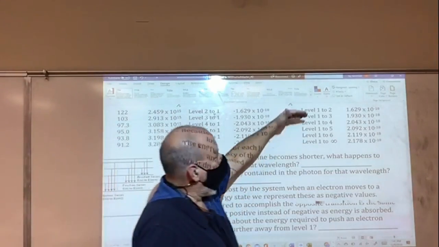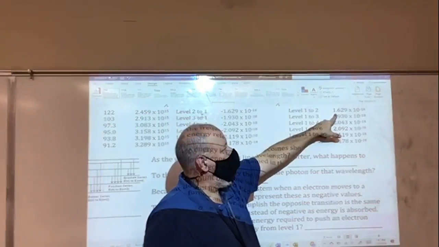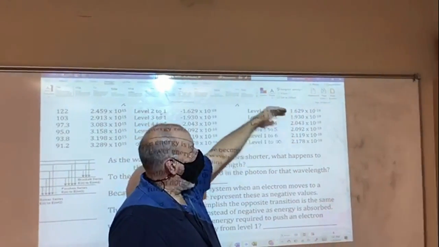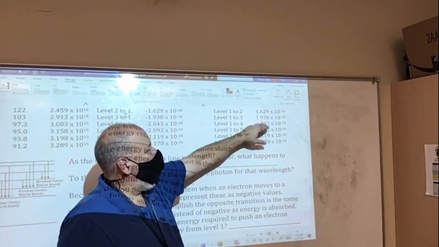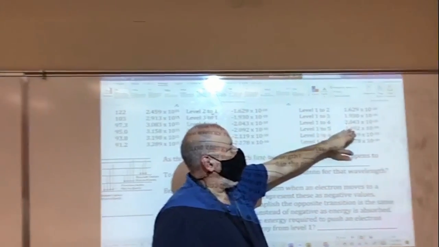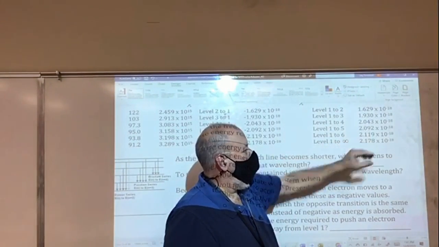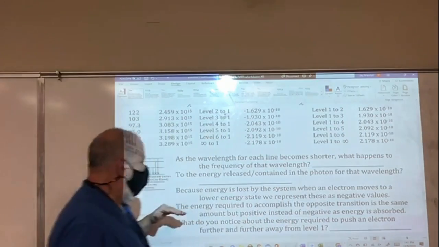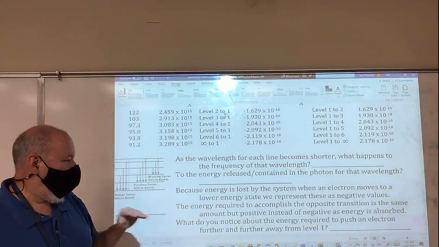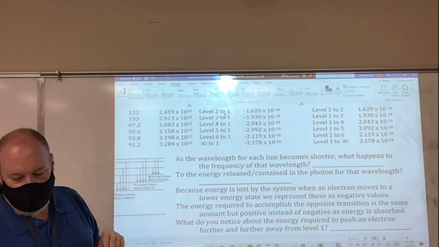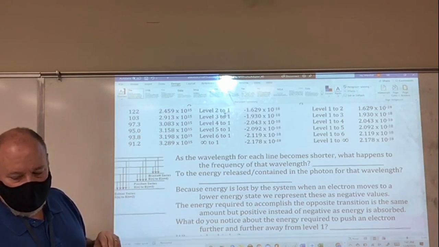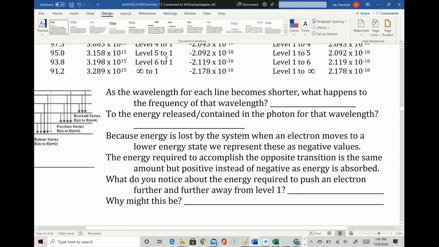Okay? To go from level 1 to level 2 takes a fair amount of energy. But to go from level 1 to level 3, the increment there is not quite as much, and the increment is not quite as much, and the increment is not quite as much. So what do you notice about the energy required to push an electron further and further away from level 1? It decreases, right? Why might that be?